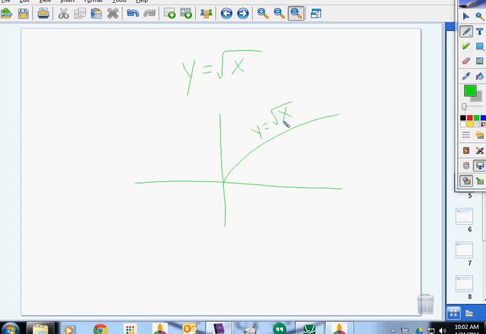Well, I should say for the square root function. We're also going to be looking at cube root functions today, and those look different. But at least for the square root function, you know what's going on here.